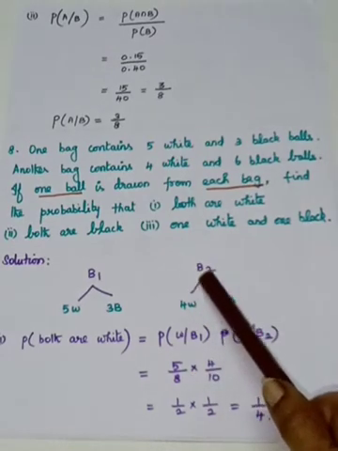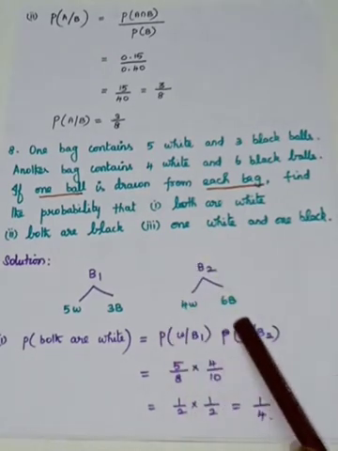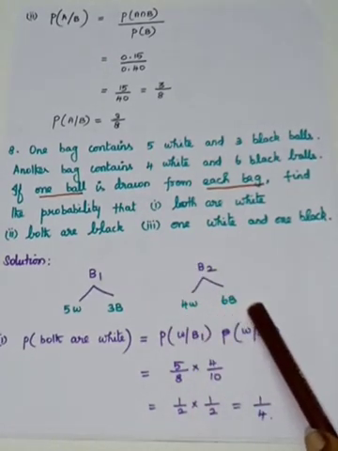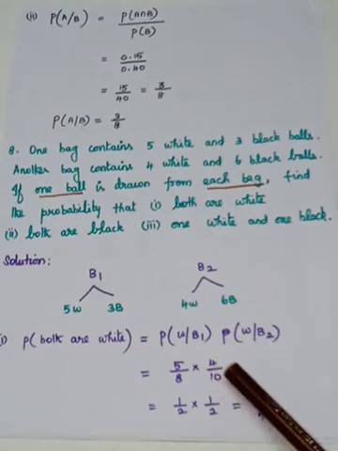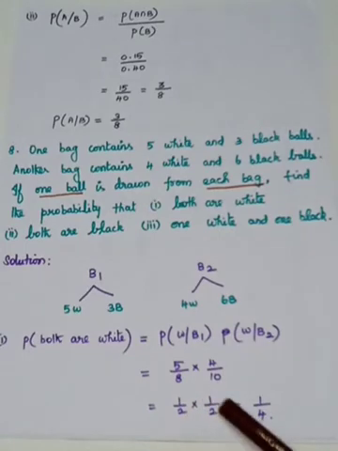So in bag 2, 4 white balls are there out of 10 total balls. So therefore your answer is 4 by 10. So 4 and 8 getting cancelled. So therefore 1 by 2 into 1 by, and 5 and 10 getting cancelled. So 1 by 2. So the answer is 1 by 4.